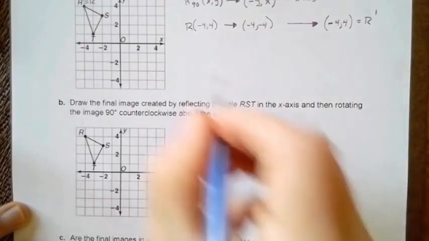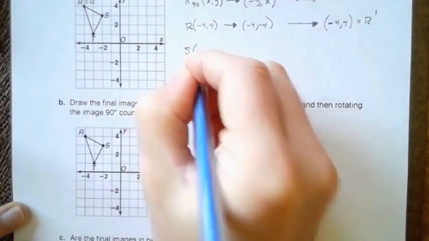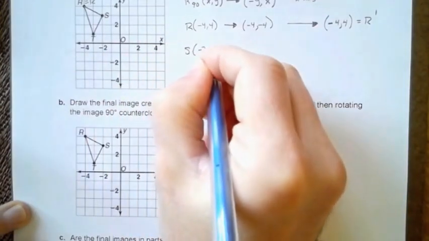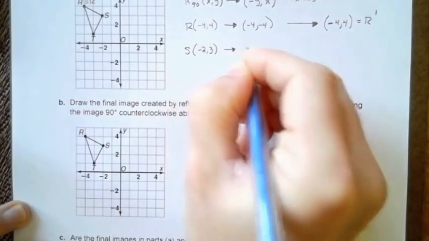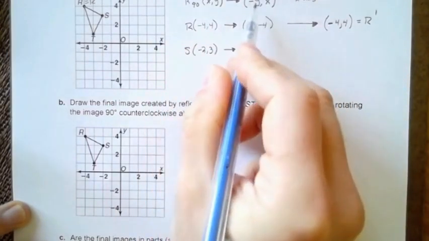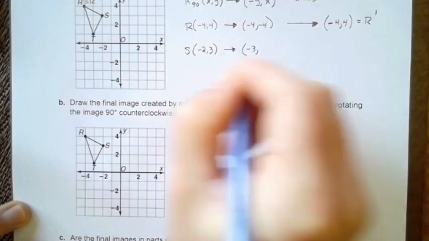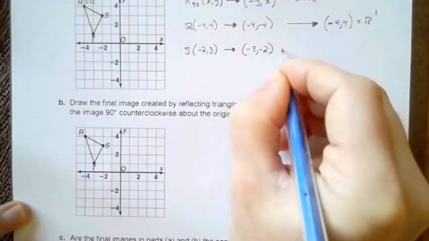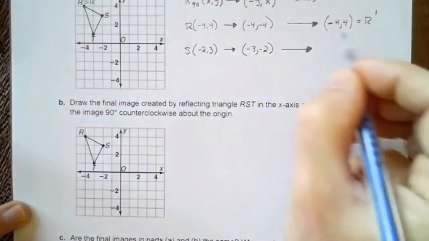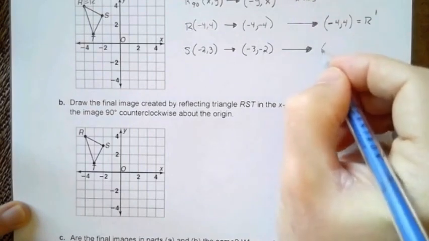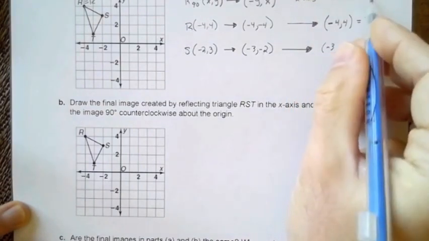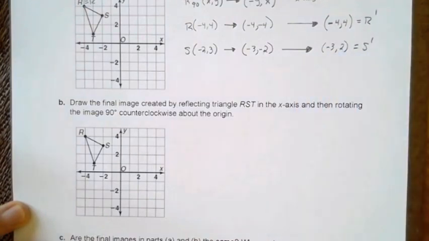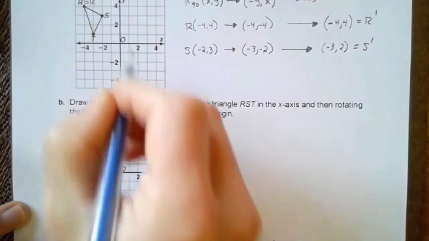Let's do point S now. Point S is found right here, which is at (-2, 3). Let's rotate it 90 degrees. So I need the opposite of y, which is -3. Keep the x, which was -2. So that gets us to (-3, -2), and now reflected over the x-axis. So I keep x the same, -3, and I do the opposite of y. The opposite of -2 is 2, and this is going to be S prime, (-3, 2).